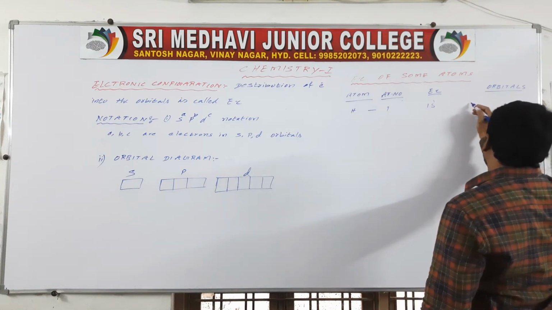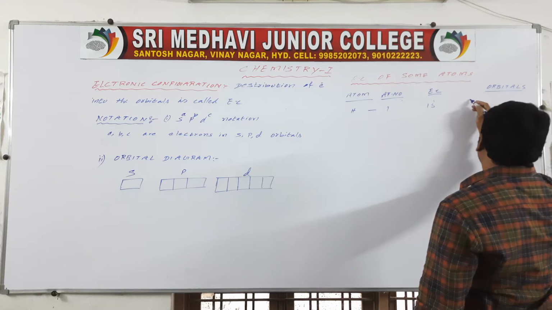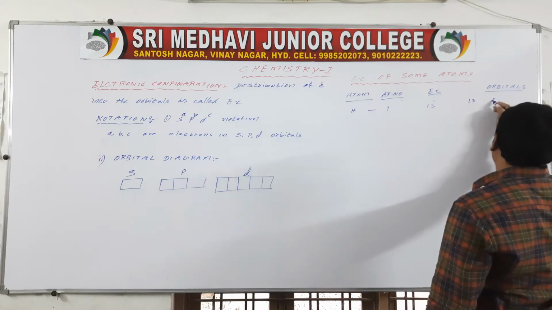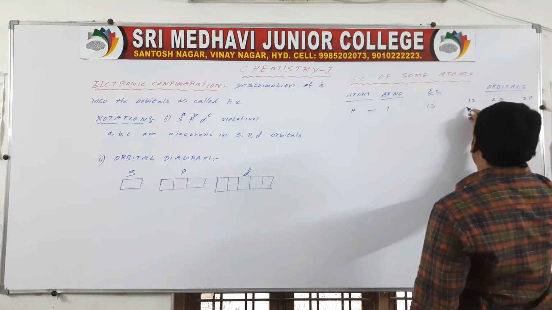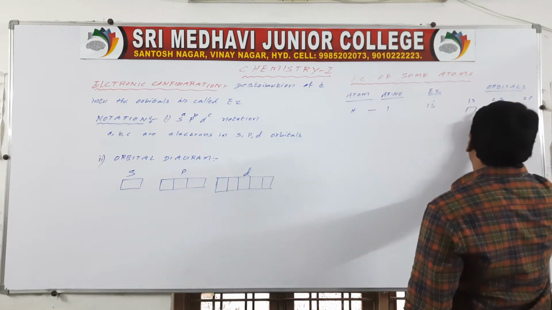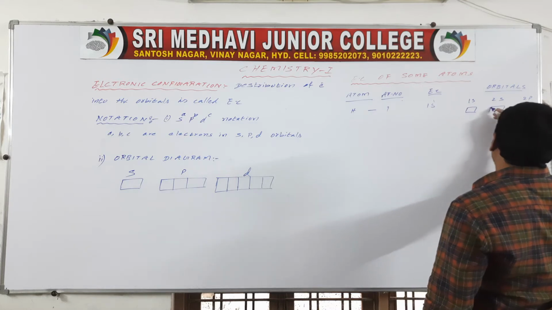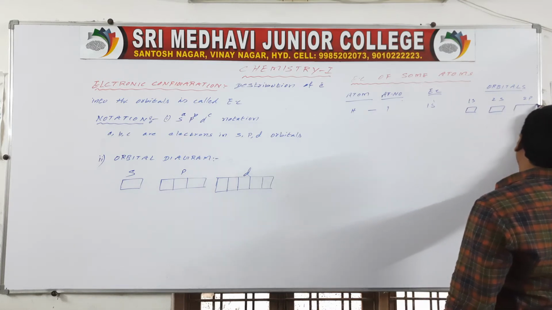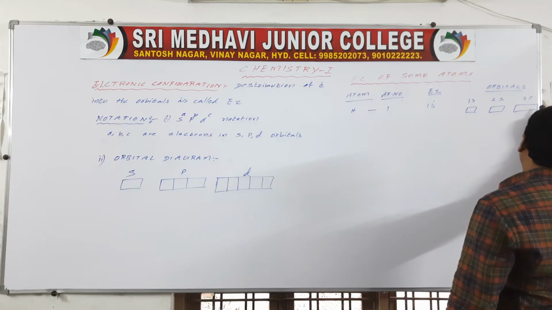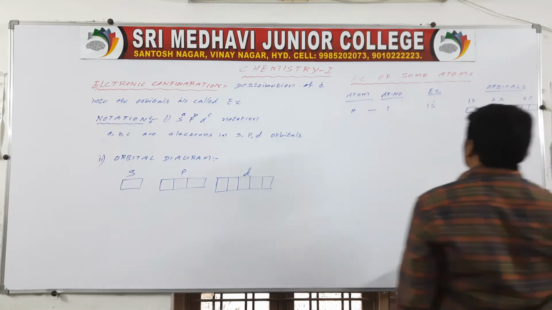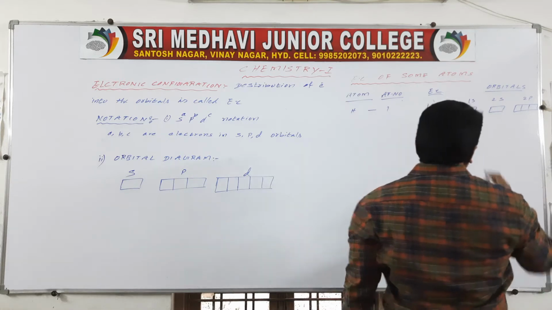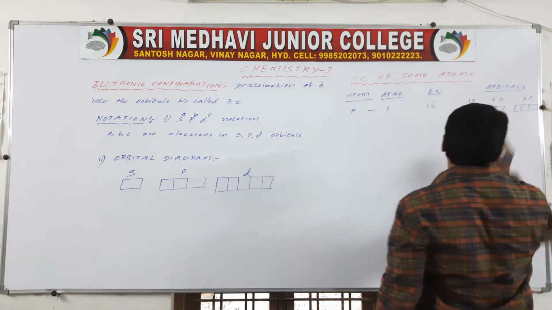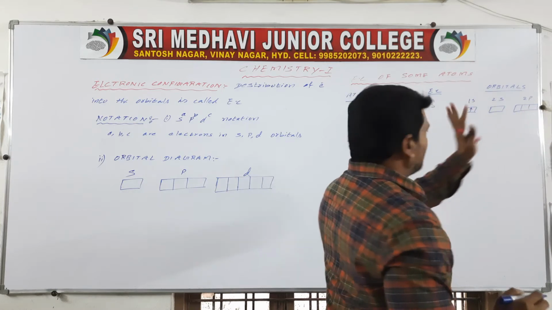Orbitals: this is 1s, this is 2s, this is 2p. Here hydrogen's electronic configuration is 1s1, meaning only one electron in the s orbital, and all the remaining are empty.